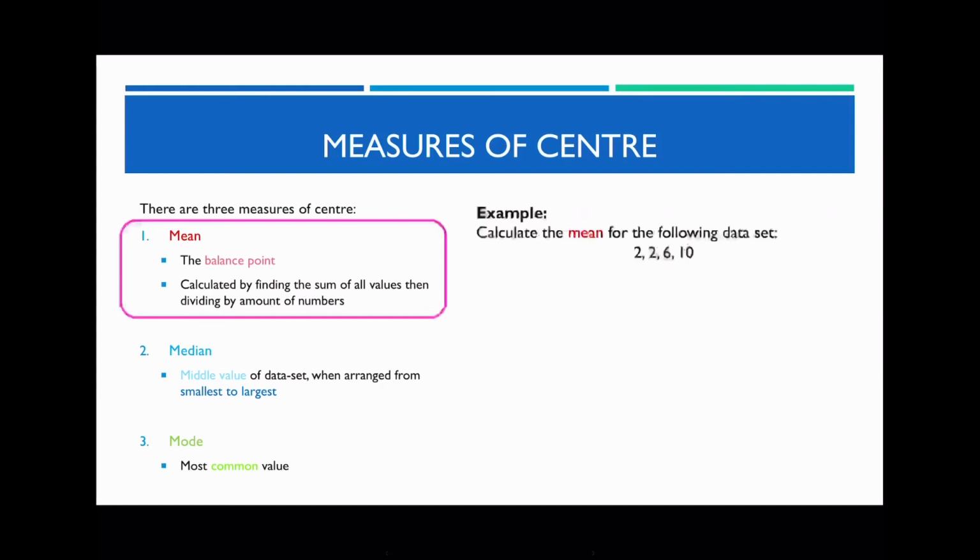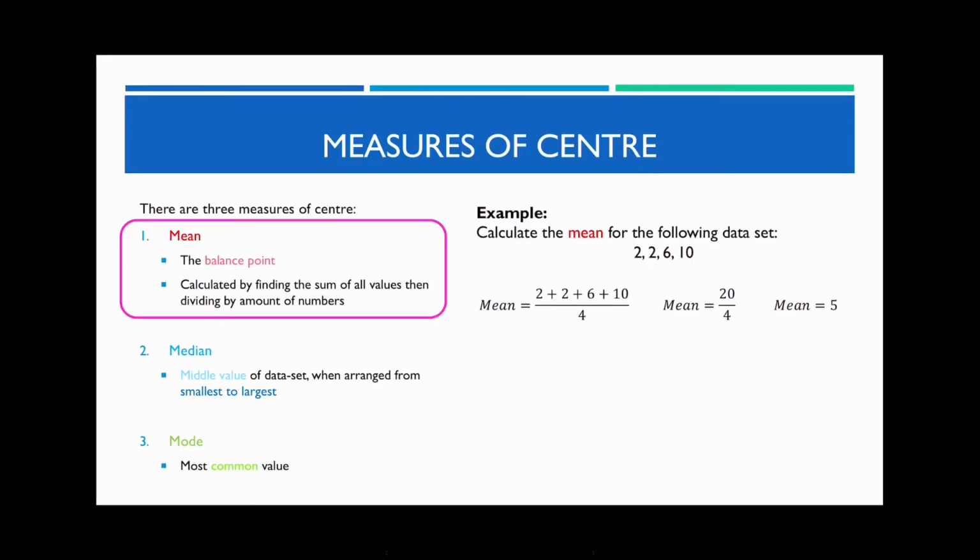So what I'm going to be doing now is going through some examples of how I'd calculate the mean, median, as well as the mode. In the first example, calculate the mean for the following data set. This is a pretty easy one. As I said earlier on, all you have to do is add up all the values and divide by the number of values. In this case, the number of values is 4. So if I did this correctly, 20 divided by 4 is going to give you 5. So your mean is 5.